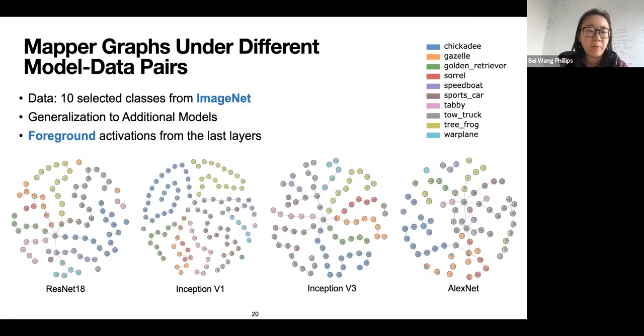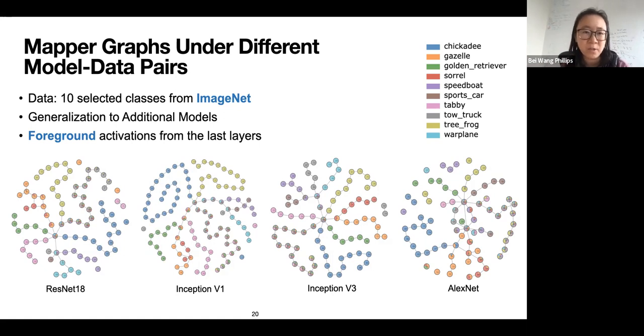And then finally, we did experiments with different models. The ones I've been showing are ResNet 18. We also looked at Inception V1, Inception V3, and AlexNet. Those are different image classifiers. And then we also changed the data set. The data set used to be CIFAR-10, so 10 classes. For comparison, we chose 10 classes from ImageNet that roughly correspond to the 10 classes from CIFAR-10. So we chose a class that is war plane, corresponding to the plane, tree frog that corresponds to the frog, tow truck that corresponds to the truck, and so on.